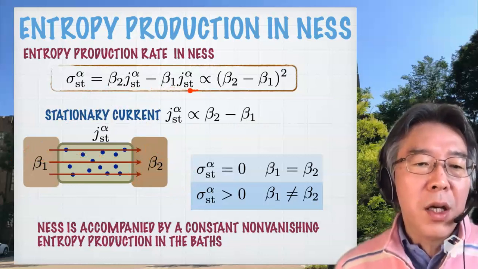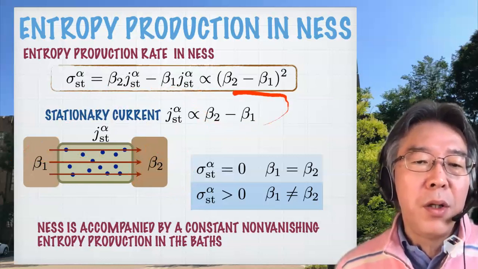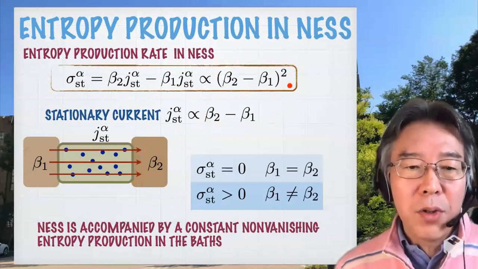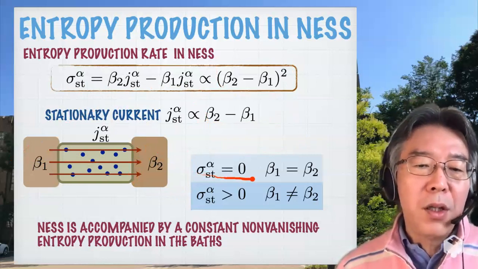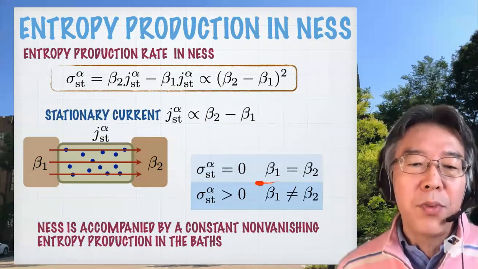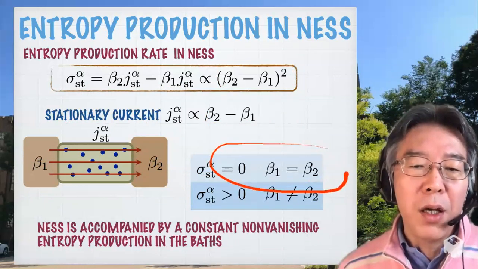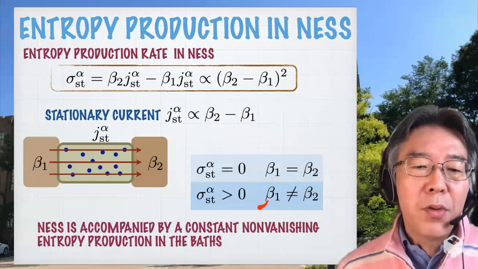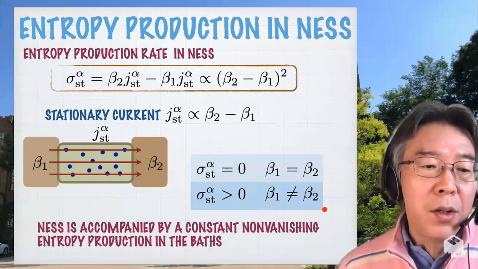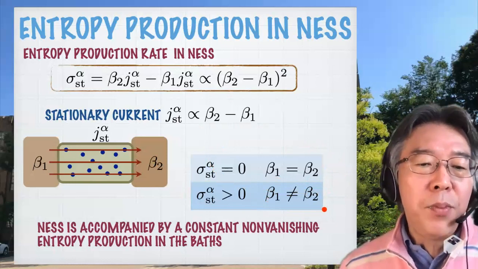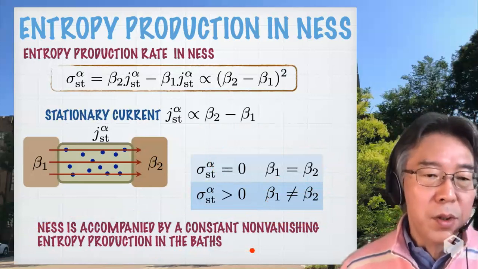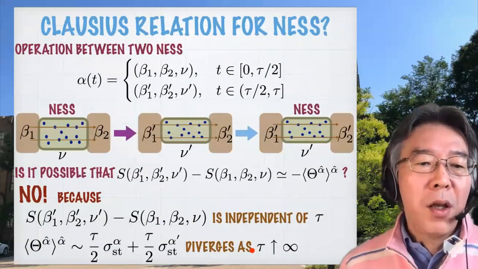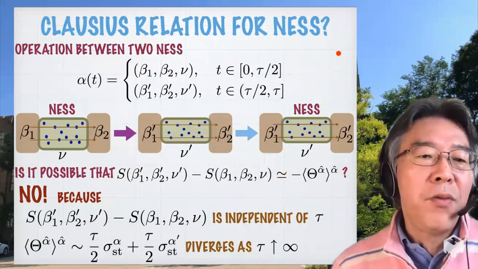And now, since J is proportional to beta 2 minus beta 1, this entropy production is proportional to the square of the temperature difference. That means it's strictly positive. This means that the entropy production rate is 0 only when the temperatures of the two baths are the same. This is the equilibrium case, and it's strictly positive whenever the temperatures of the two baths are different. So NESS is accompanied by a constant non-vanishing entropy production in the bath. That's very important.